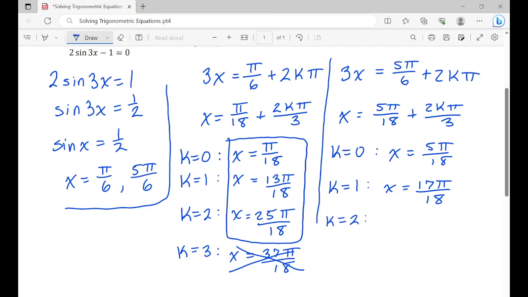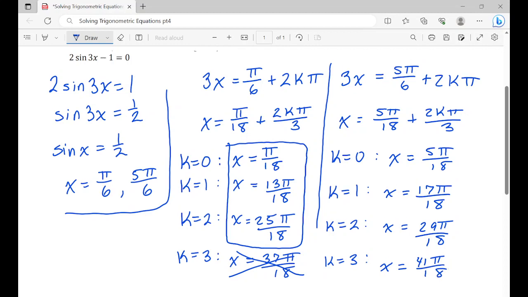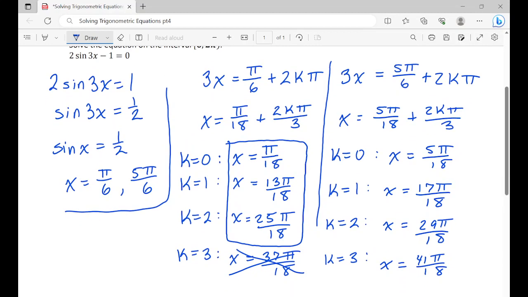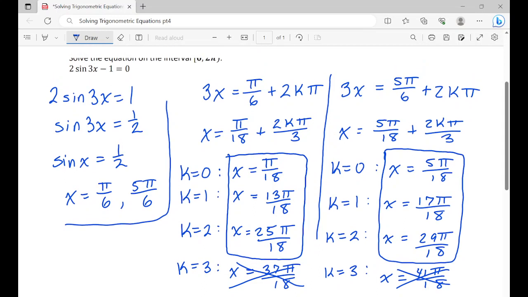Let k equal 2. Plug it in, and I'm going to get x equals 29 pi over 18. And let k equal 3. And I'm going to end up with x equaling 41 pi over 18, which, again, exceeds 2 pi. So I can just discard this. And these would be my three answers from this one. So these are my six solutions that are within the interval of 0 to 2 pi.